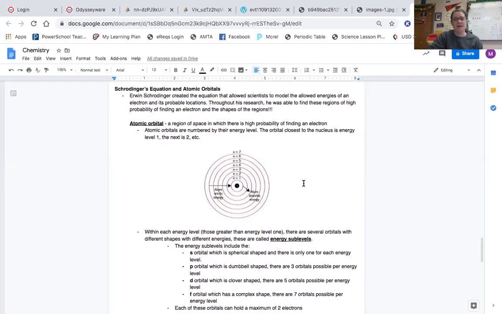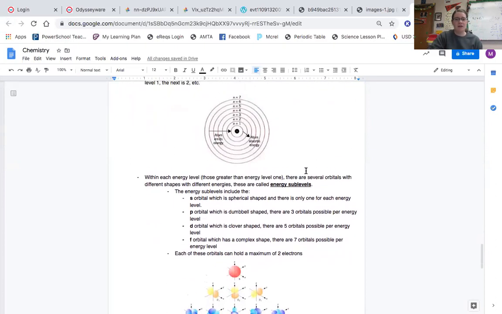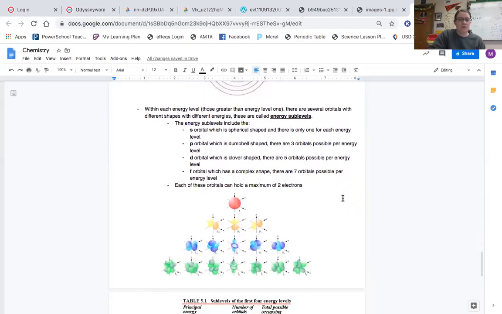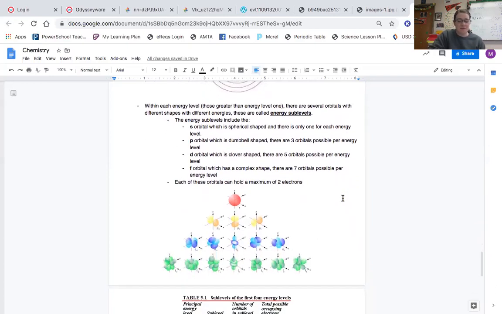Now, as Schrodinger studied, he actually found that within each energy level, there are energy sublevels. And so within each energy level, electrons could take part in a separate sublevel orbital. These energy sublevels have their own special shape. Again, Schrodinger's equation is what allowed us to find those shapes. I will post an extra video if you want to watch it. By no means is it required to watch, or do I expect you to understand how he knows these shapes.